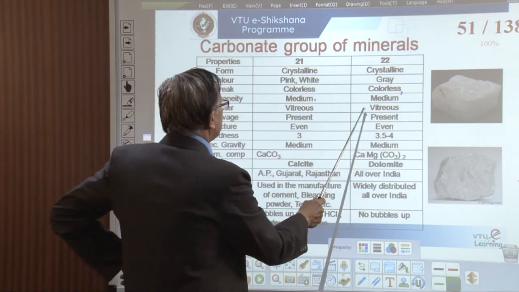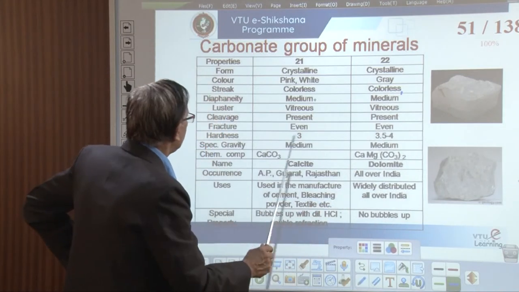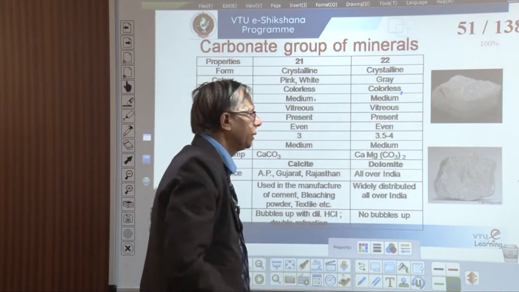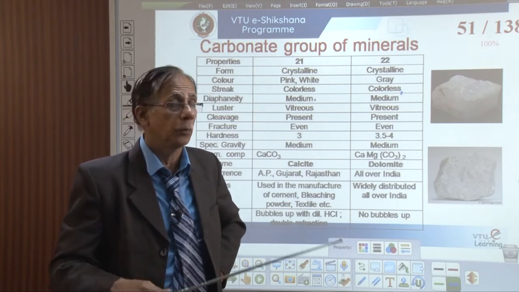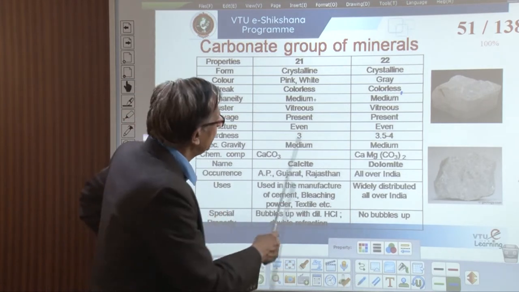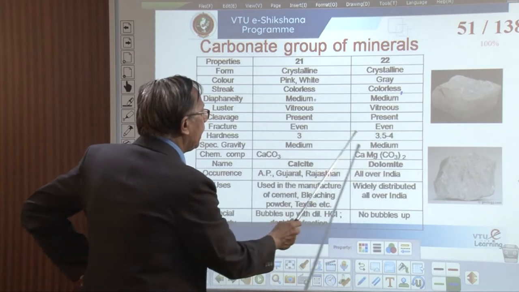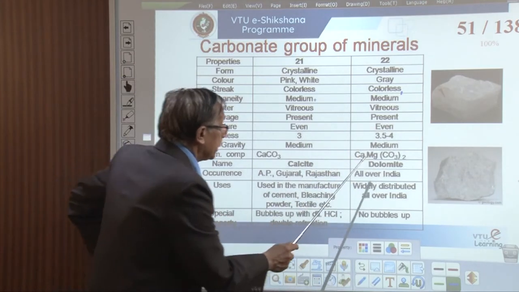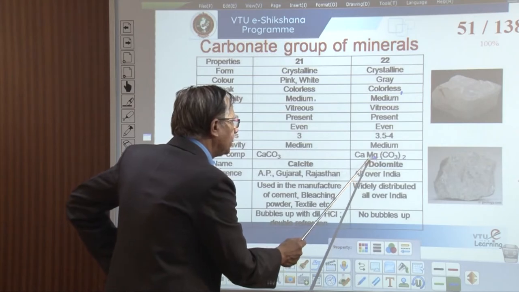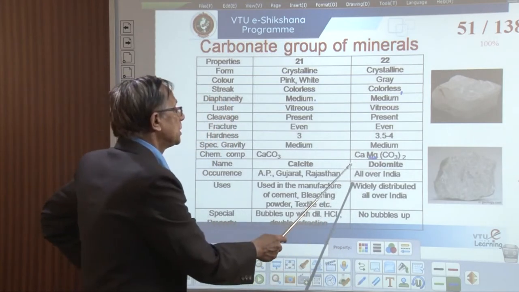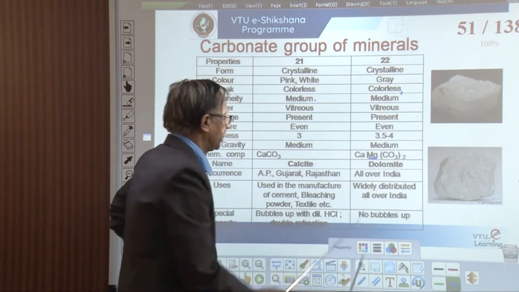Luster is vitreous, somewhat subpearly, in that range. Yes, cleavage is present, but in hand specimen it is difficult to find. Under the microscope, very easily you can say it belongs to the same group of minerals. Hardness is a little harder than that. Specific gravity is medium. It is also a carbonate, but along with calcium there is magnesium also. CaCO3, MgCO3; I write Ca, Mg, (CO3)2 in brackets.